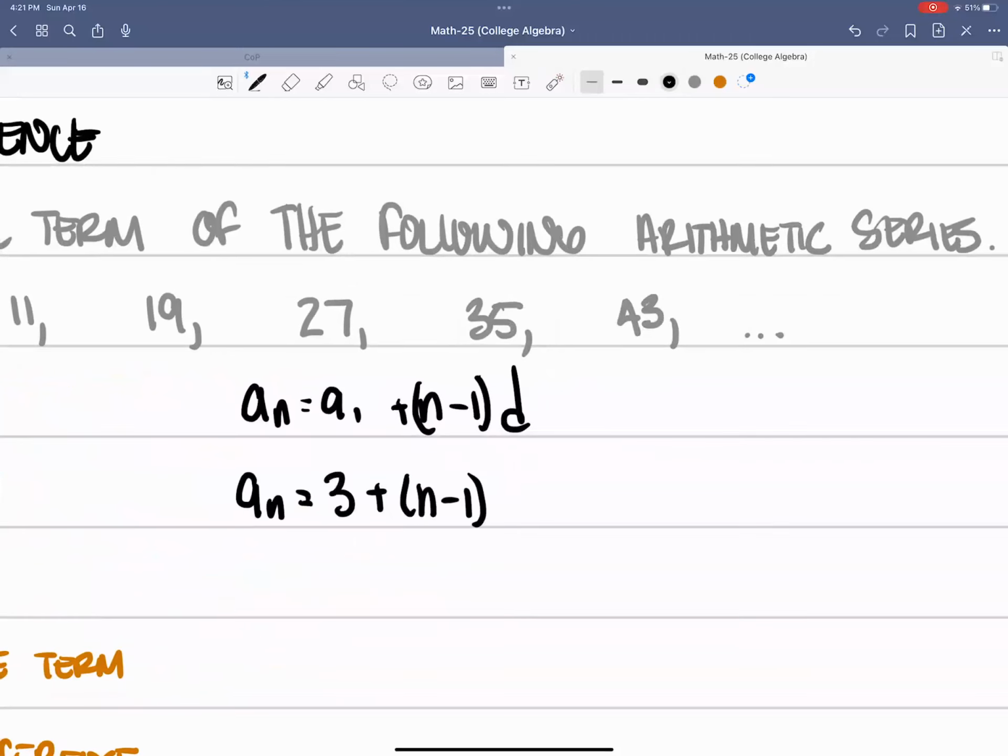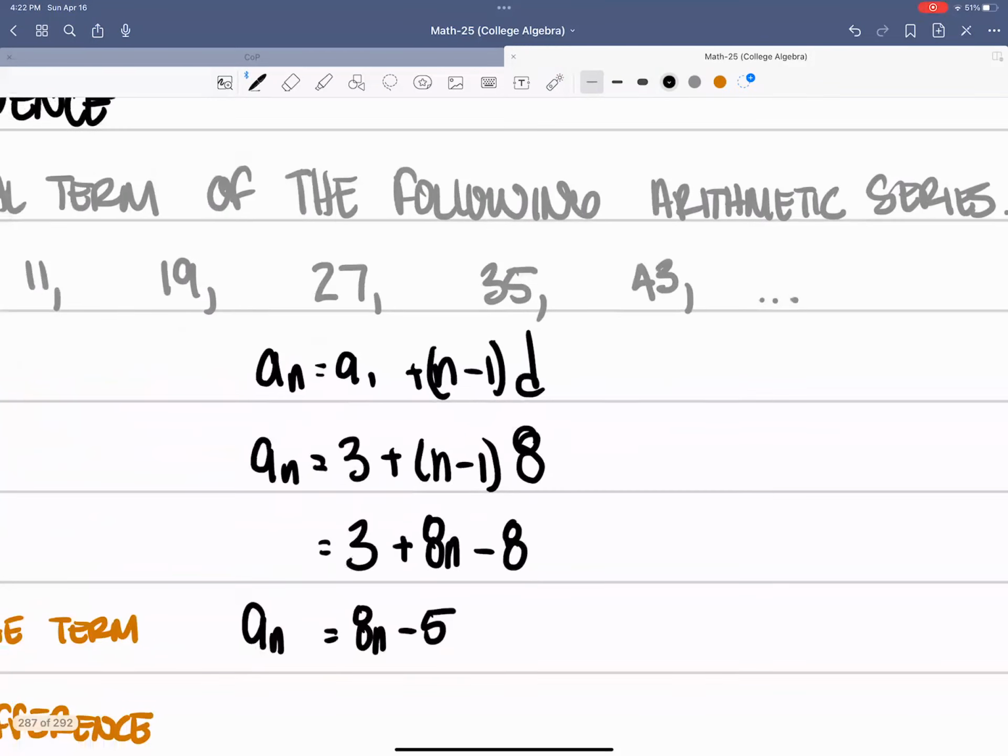So now let's just simplify this and see what we end up getting. So 3 plus 8n minus 8. Get it with the variable on the left side. So we would have 8n minus 5. A sub n is 8n minus 5.